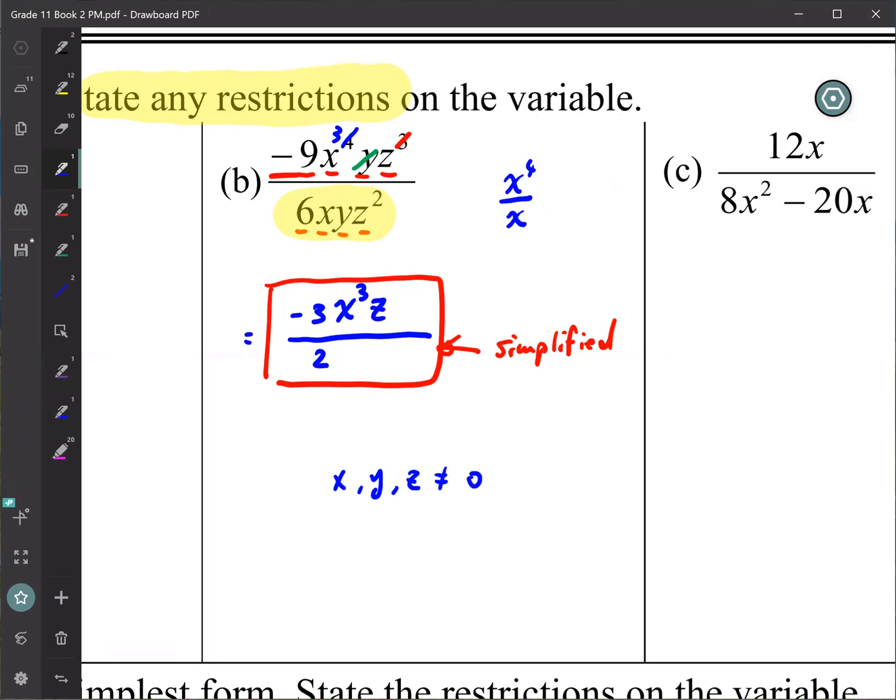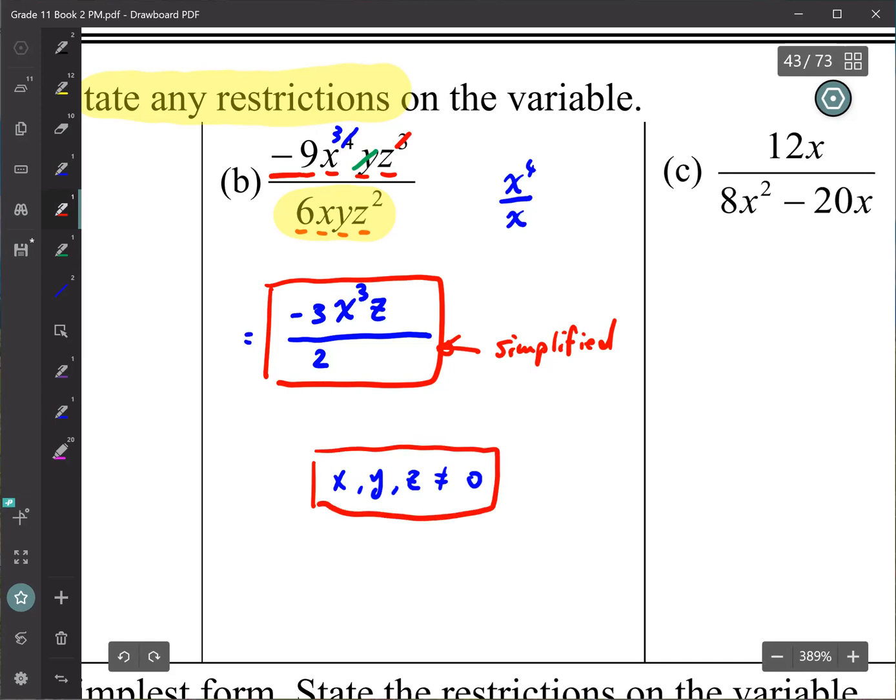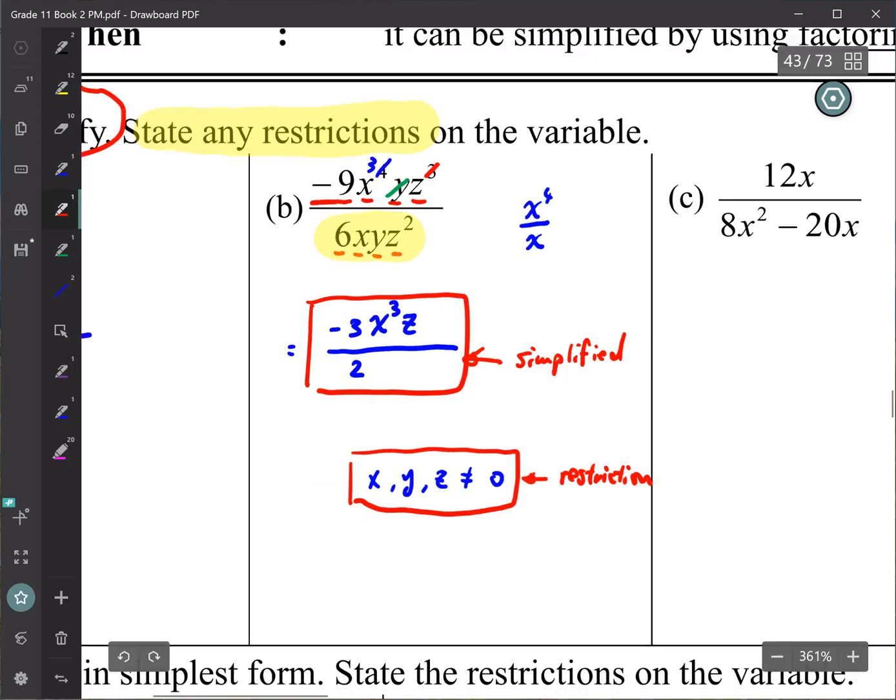Okay, so there's nothing to isolate here, right? Each part only has 1 letter alone. Anyone has questions? So your answer consists of 2 parts. One is the simplified expression. The other part is the restrictions. Okay, so your homework will have 2 answers for each question. Let's look at the next one.